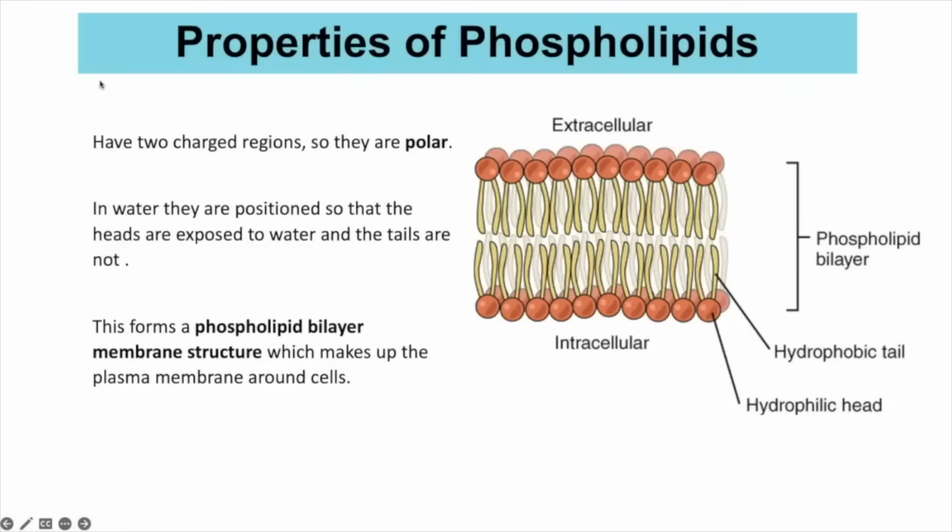Now, because of these 2 different charged regions, they are able to form the phospholipid bilayer. When you add phospholipids to water, because the heads are attracted to water, they will spin to be exposed on the outside. The tails are repelled by water, so they'll spin to be on the inside where they can interact with the other fatty acids, but they're not exposed to the water. And that's how we get the phospholipid bilayer that makes up cell surface membranes, but also some organelles membranes.